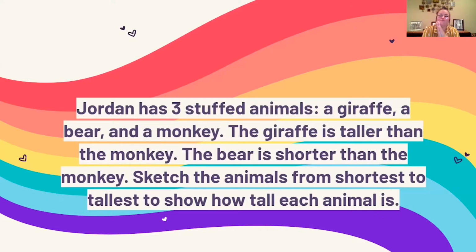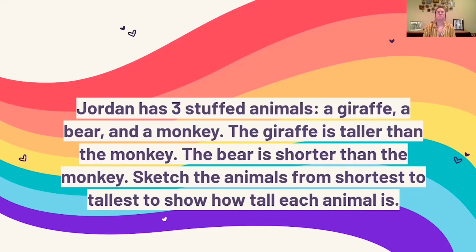Let's read it again. Jordan has 3 stuffed animals, a giraffe, a bear, and a monkey. The giraffe is taller than the monkey. The bear is shorter than the monkey. Sketch the animals from shortest to tallest. See how tall each animal is.